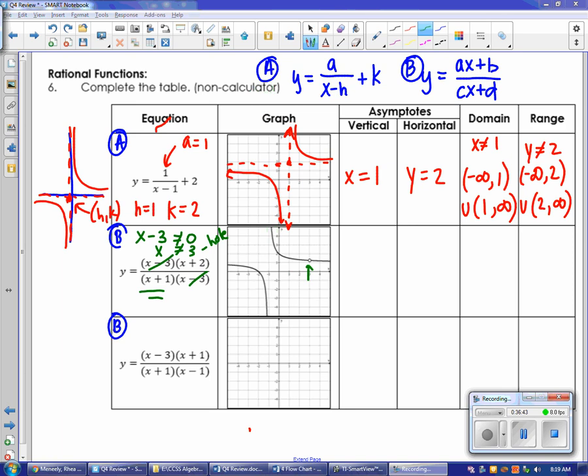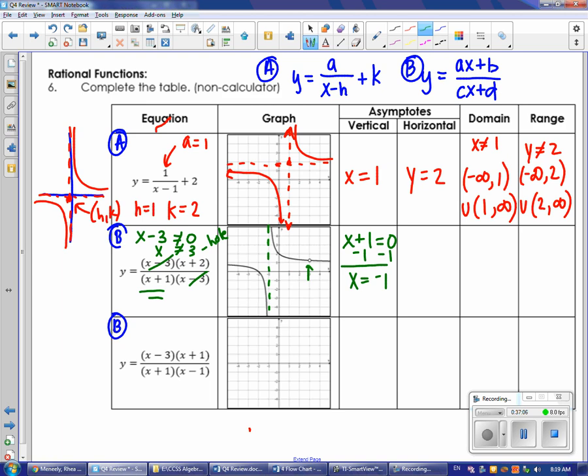Okay, so to find the vertical asymptote, I'm going to take what's left in the denominator, that x plus 1, and set it equal to 0. If I subtract 1 from both sides, I get x is equal to negative 1. And again, if x were to equal negative 1, I'd end up with 0 in the denominator, and that, again, is not allowed. So that tells me that I have an asymptote at x equals negative 1.